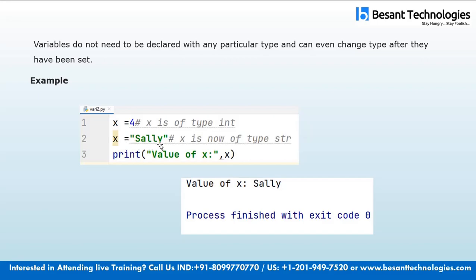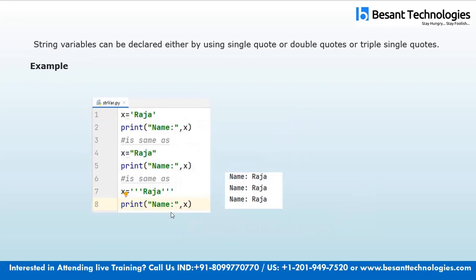Here I have initialized Sally. Sally is what? A string, a group of characters. So now the data type for the given x variable is what? String. So this is possible in Python. And here the value of x is what? Not 4. Sally. So I got this output after executing this program. Is it clear? Okay. Next.